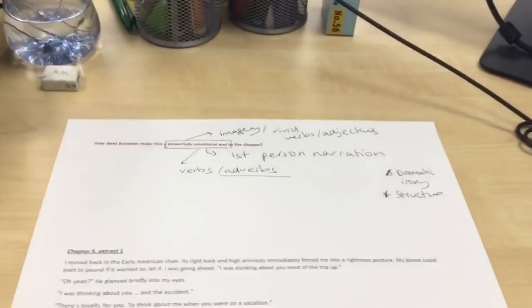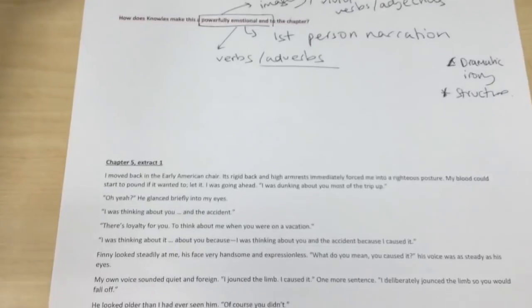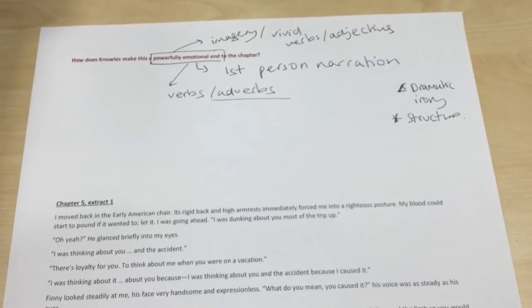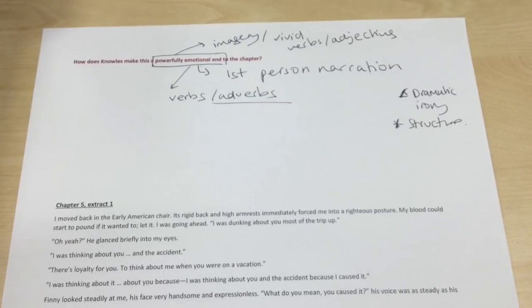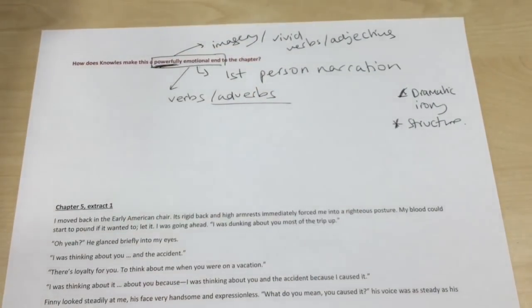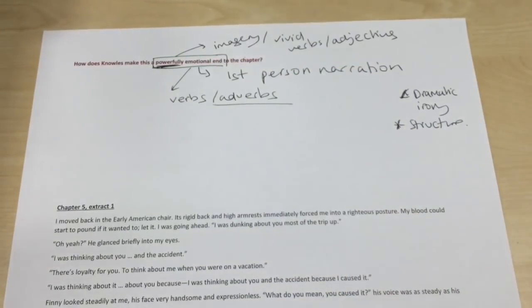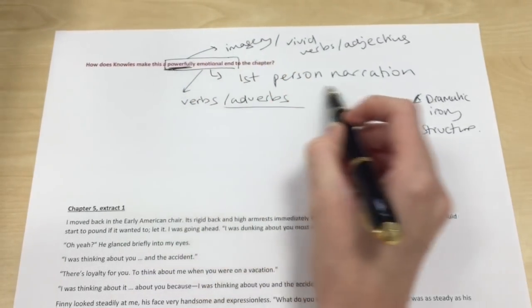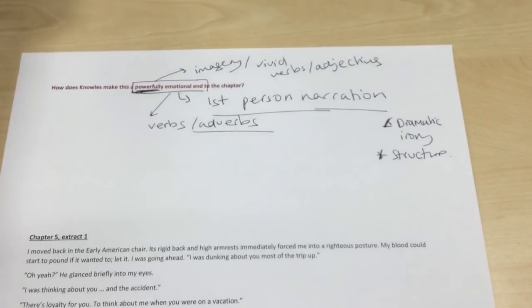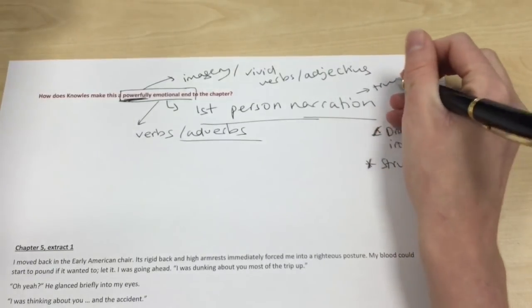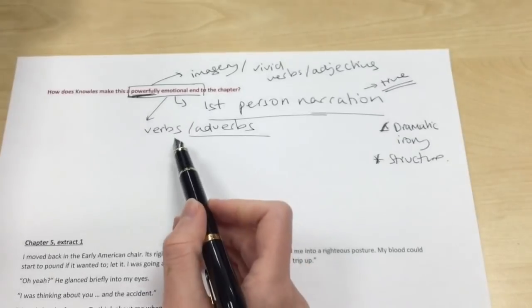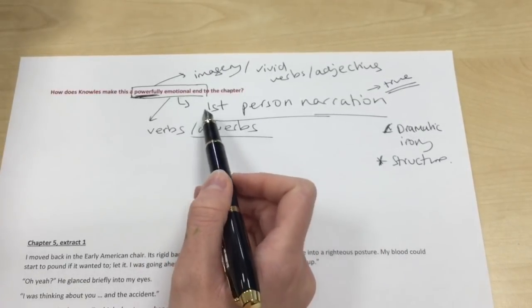And I'm just going to show you how I would plan for it tomorrow. So let's say that our question tomorrow is, how does Knowles make this a powerfully emotional end to the chapter? So I've just written out a few things that have come to mind when I've seen that question. So powerfully, well, how does a writer create something that is powerful? It might be through imagery, vivid verbs, vivid adjectives, and emotional. First thing that's come to my head is the first person narration of Jean. The fact that we get his thoughts and feelings, therefore we get his true emotions, which is important. Verbs and adverbs are also important when looking at emotion, so I might look at that.